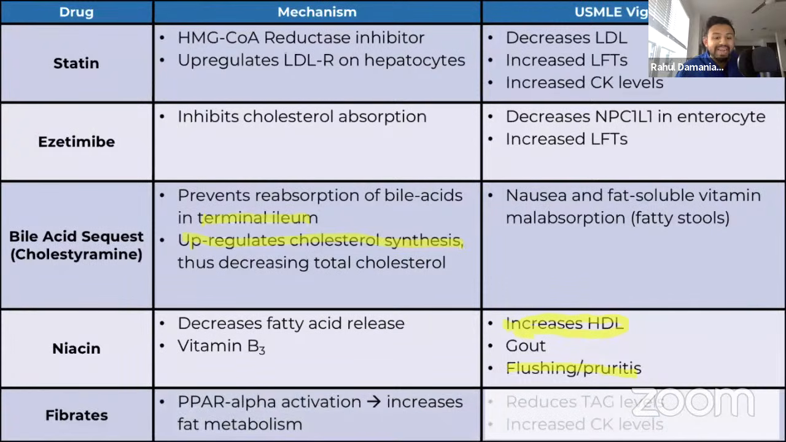Fibrates are going to activate PPAR alpha, which is a gene transcription factor, and that's going to actually increase fat metabolism, and fibrates are going to reduce triacylglyceride levels. But just like statins, they can cause some myopathy. So statins in combination with fibrates can cause you to have elevations in your CK levels.